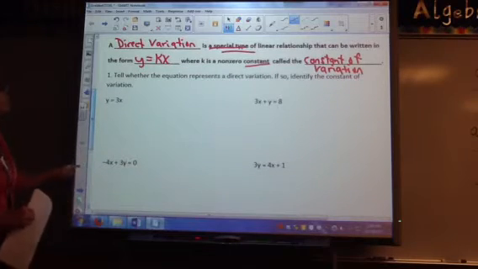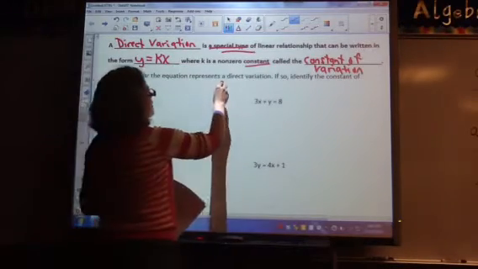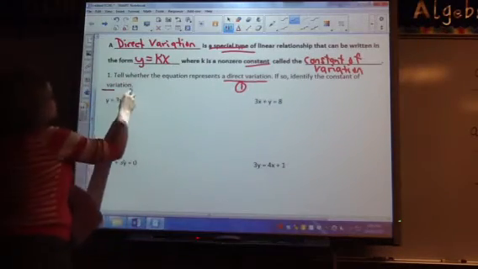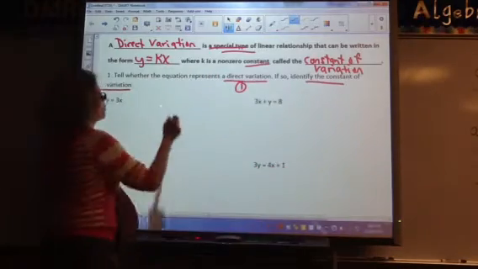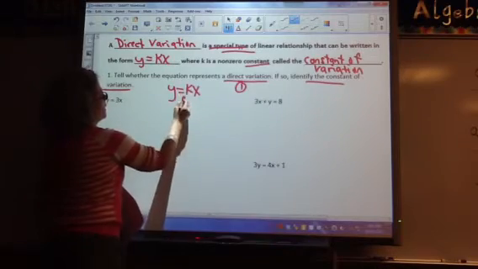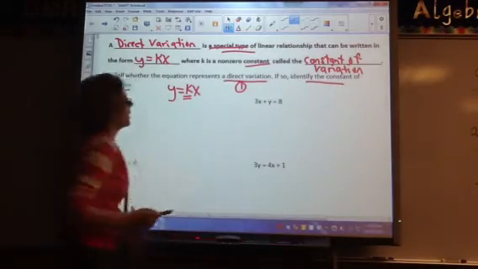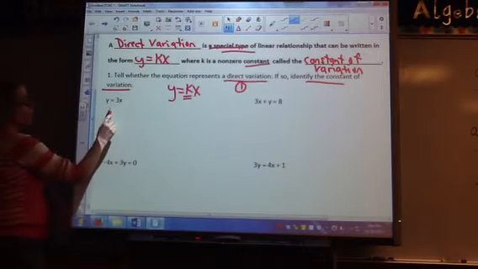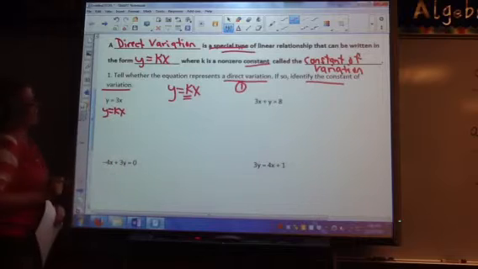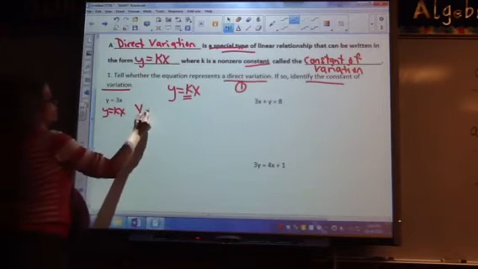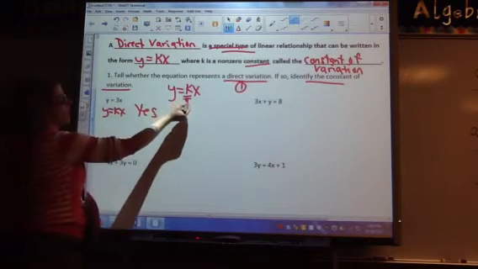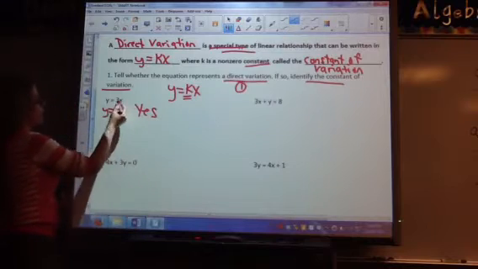So tell whether the equation represents a direct variation. Here's the first thing. If so, identify the constant of variation. Direct variation is right here, guys. That's y equals kx, and this k is your constant of variation. So, is this in the form of direct variation, y equals kx? Well, it is. So our first answer is yes. Second one, what's our constant of variation? It's your k, the coefficient in front of the x, so it's 3.